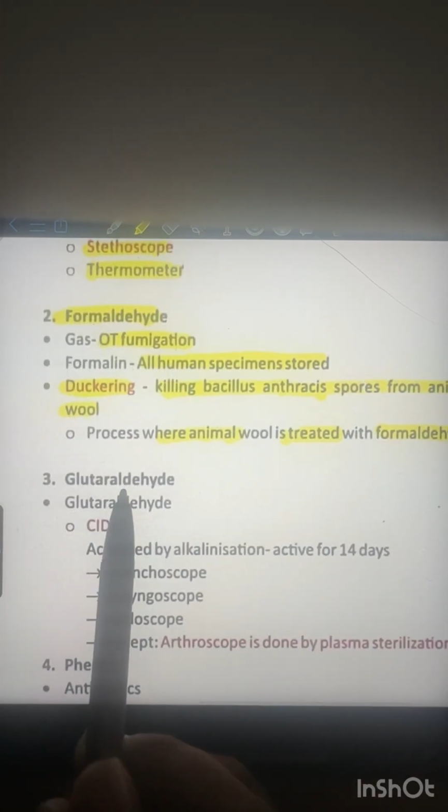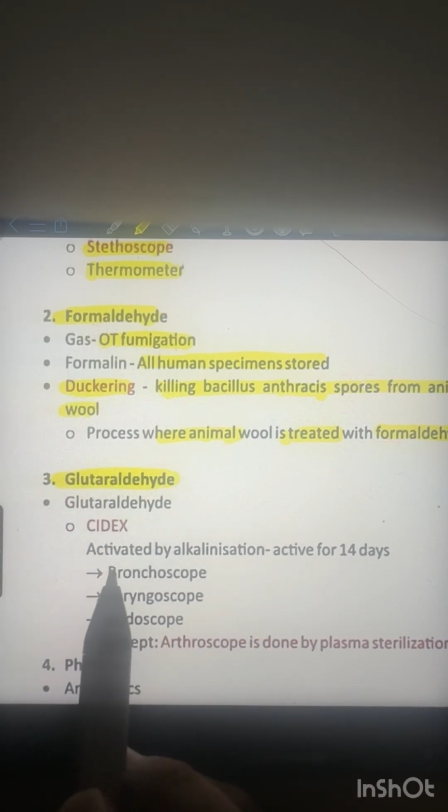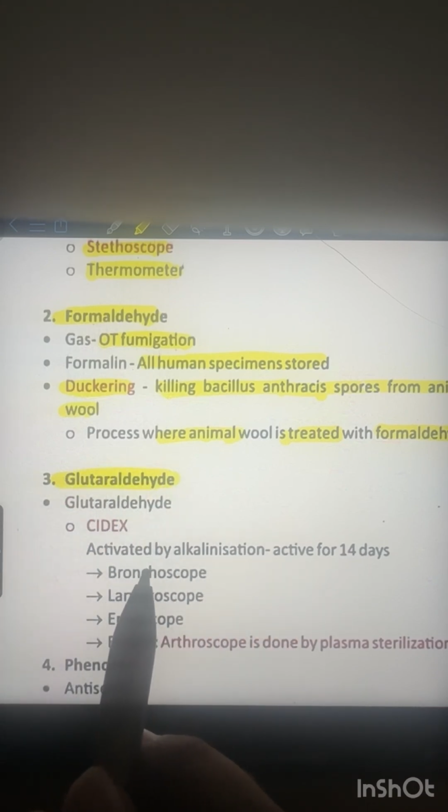Liquid we know, that is why our eyes burn when we enter a path lab, because all the specimens are put inside formalin. And duckering is a process where I kill the spores, especially from animal wool. This is formaldehyde. Next I come to glutaraldehyde. This is not available as glutaraldehyde in the market. In the market it is available as Cidex.